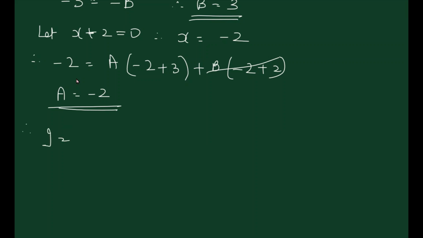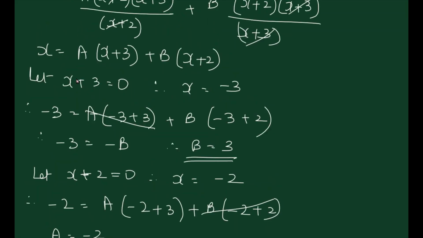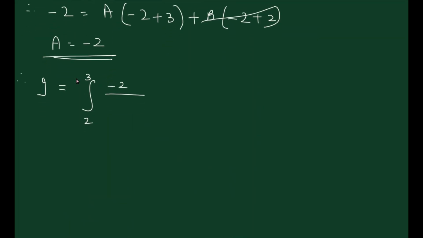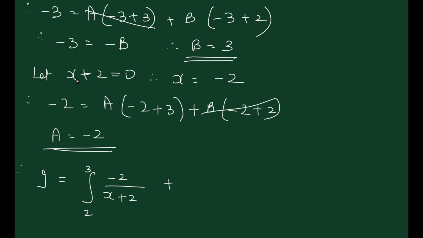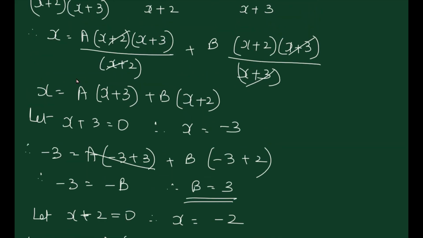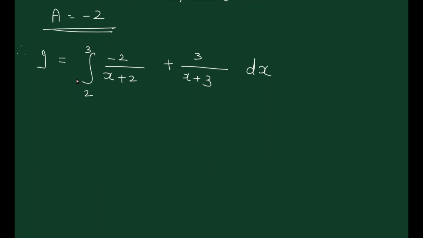So our integral now becomes the integral from 2 to 3 of a upon x plus 2, see a was actually minus 2, so minus 2 upon x plus 2, plus b upon, we got b as 3, so 3 upon x plus 3 in this case, dx. Okay, so in this way we get these integrals.